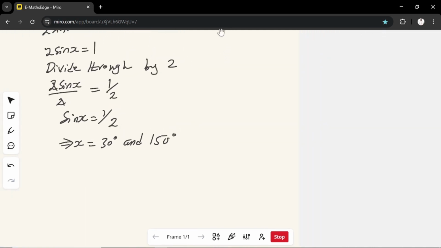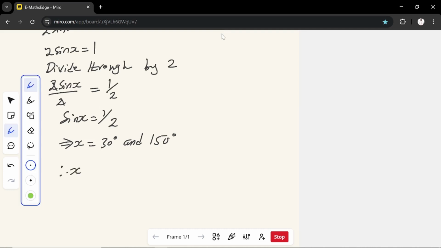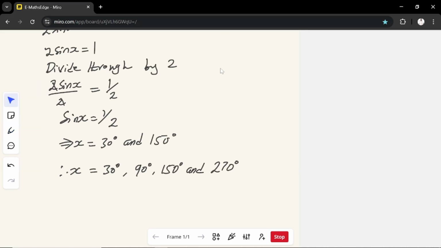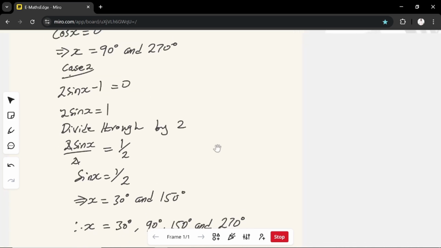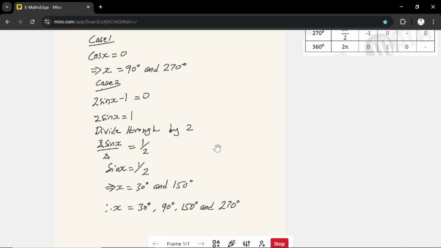So therefore we can conclude by saying that x is equal to 30 degrees, 90 degrees, 150 degrees, and 270 degrees, which we obtained earlier from cos x equal to 0. So with this, these are the sets of values of x which we are asked to find.